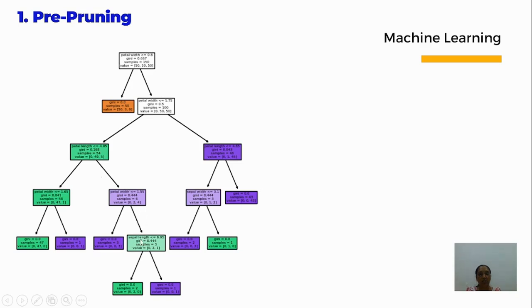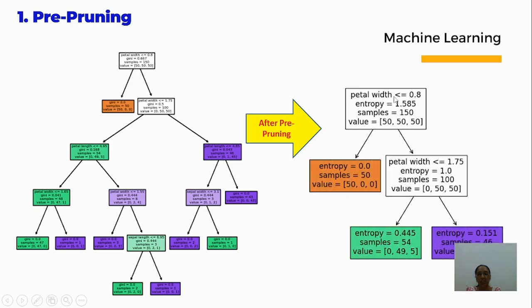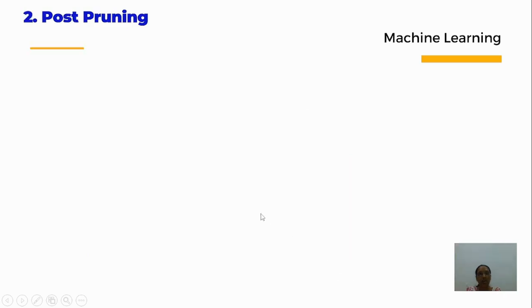Now here you can see this is the default decision tree, or we can say the overfitted decision tree, on the iris data set. After applying the pre-pruning technique, we get this decision tree with maximum depth equal to 2. Now the second technique is the post-pruning technique.